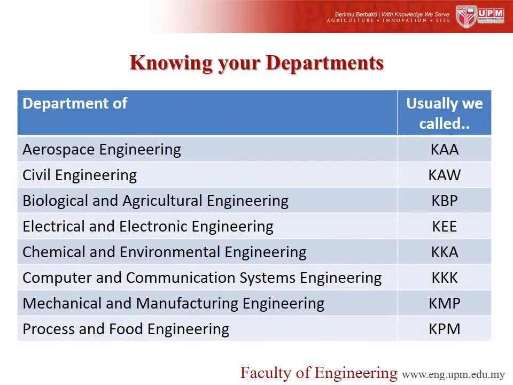So, which department do you belong to? Know your department. You may know your department, but you need to know the other departments as well. We have 8 engineering departments here at the Faculty of Engineering. Aerospace Engineering, we usually call it KAA, in Bahasa Kejuruteraan Aero Angkasa. Civil Engineering, KAW. Biological and Agricultural Engineering, KBP. Electrical and Electronic Engineering, KEE. Chemical and Environmental Engineering, KKA. Computer and Communication Systems Engineering, KKK. Mechanical and Manufacturing Engineering, KMP. Process and Food Engineering, KPM.